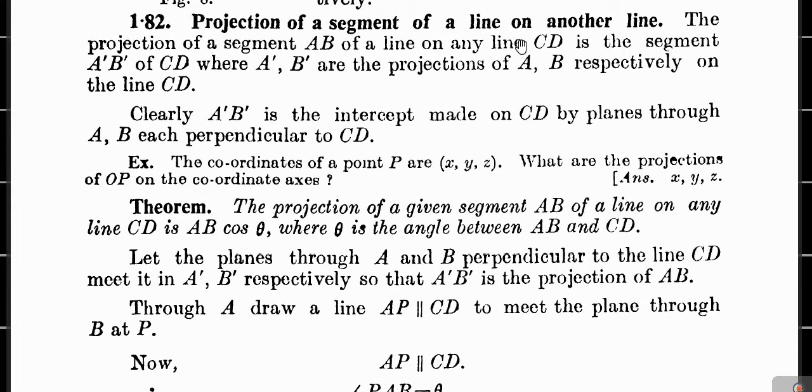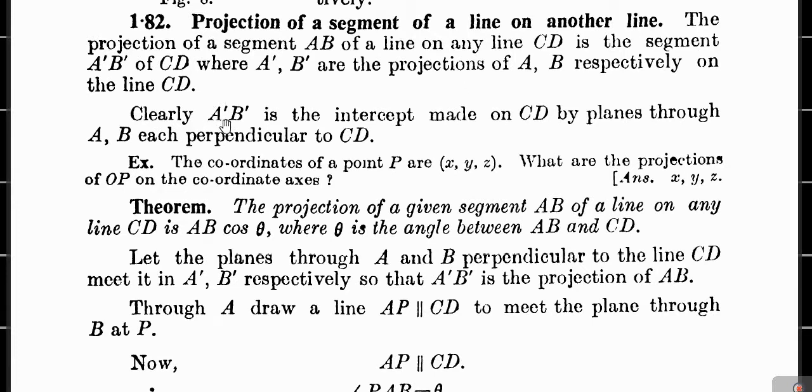So for finding the projection of a segment on another line, we have to find out the projection of the end points of that segment, that is, of points A and B. Suppose the projection of point A is A' and the projection of B is B', both obviously on the line CD. Then we can say that A'B' is the projection of AB on the line CD.